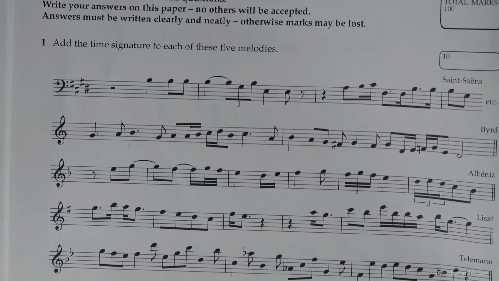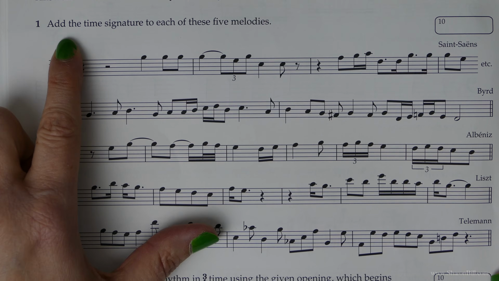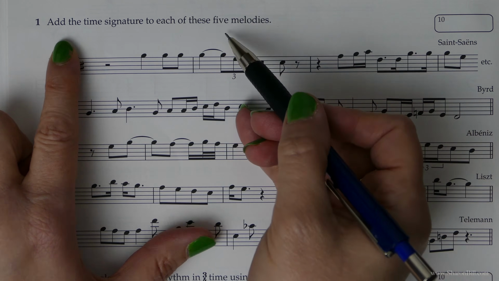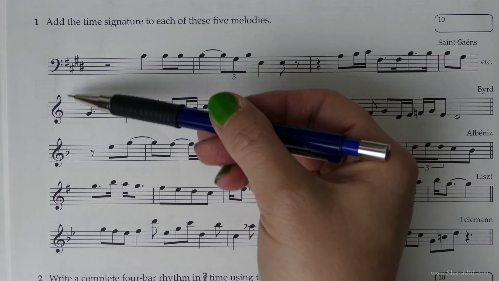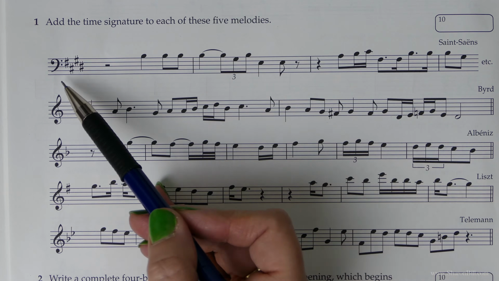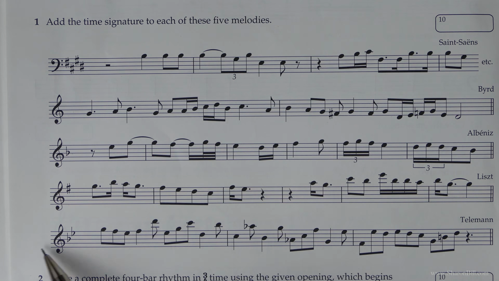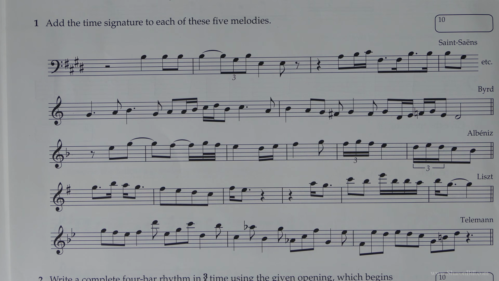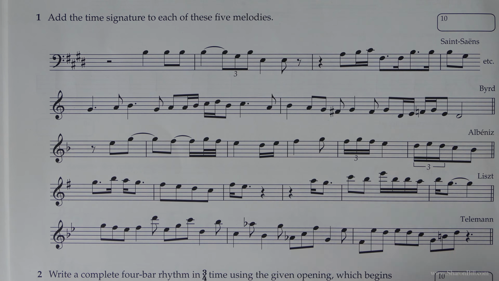So question 1 asks us to add the time signature to each of these 5 melodies. So there are 5 separate questions here. Each one will need a new time signature, so don't get misled into thinking it's going to continue. We need 5 separate answers here to justify the 10 marks here.